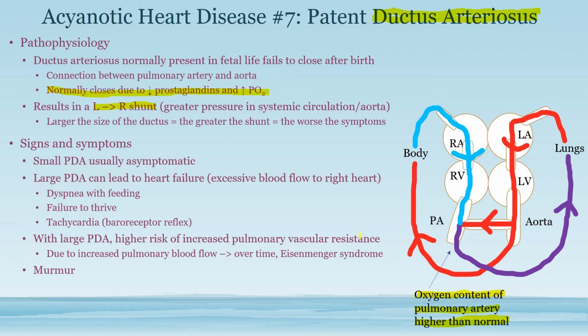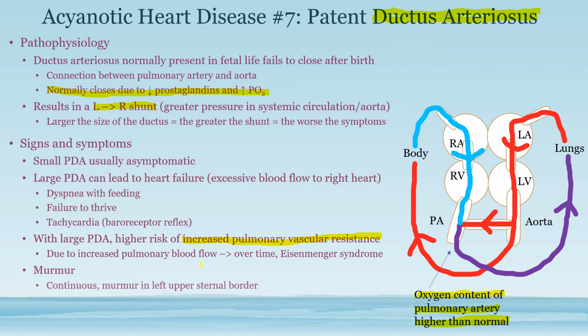And over time, if the right ventricle and the pulmonary artery get hypertrophied enough or have high enough pressure, the shunt can switch. Instead of going from left to right, it can go right to left, and you can get cyanosis. So if you have an increased pulmonary vascular resistance and the pulmonary artery pressure is exceeding aortic pressure, the shunt will shift to right to left, and you'll get a right to left shunt and eventual cyanosis.